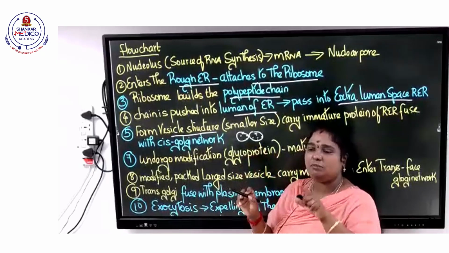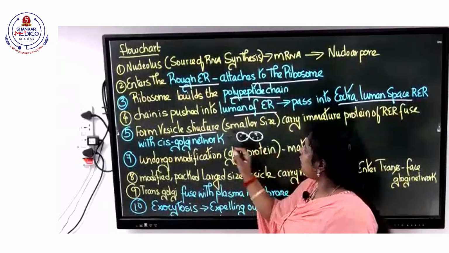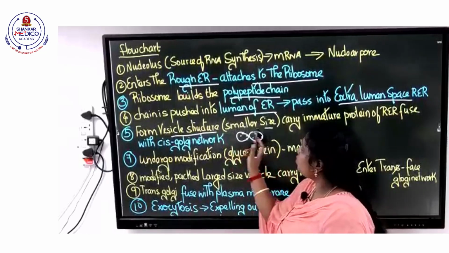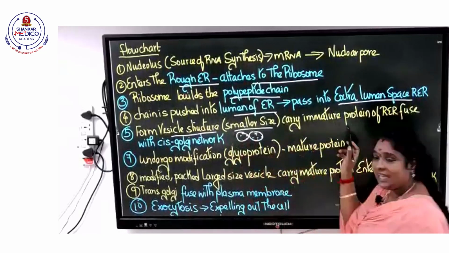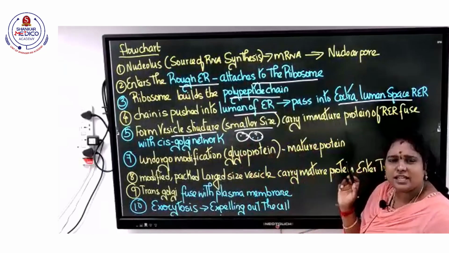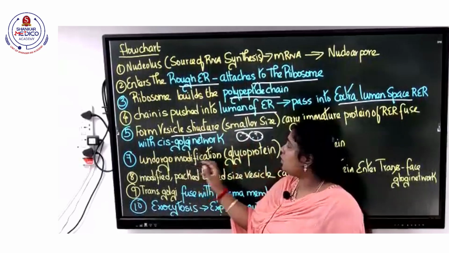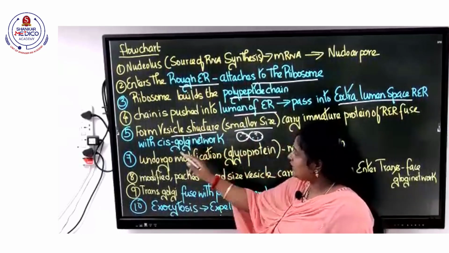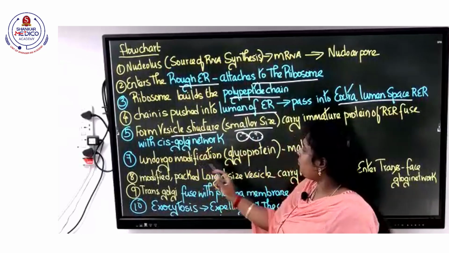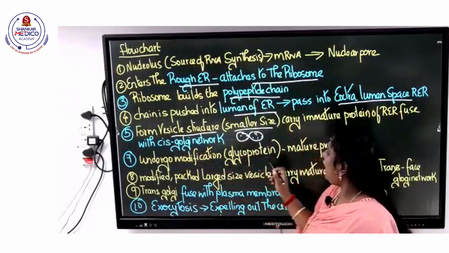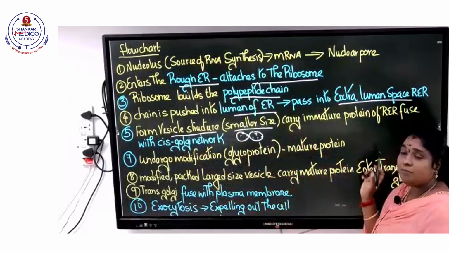The proteins will be present here. So now the vesicle structure will be smaller in size. Why? Because they carry an immature protein. And that passes to the cis Golgi network. Now, once it enters the Golgi network, it undergoes a modification, and a glycoprotein will form a matured protein.